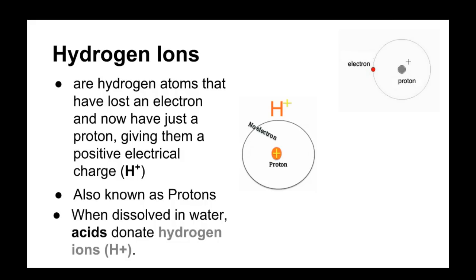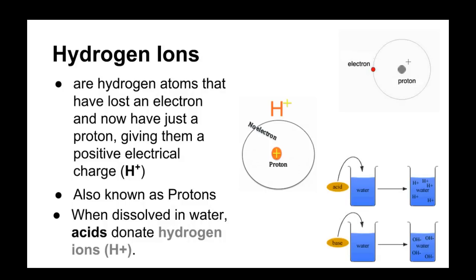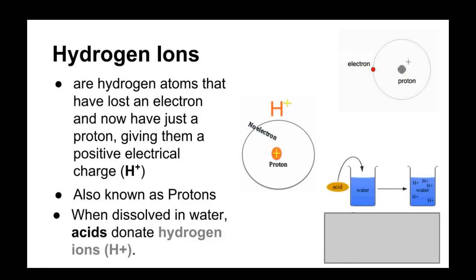And when dissolved in water, acids, which we'll learn a little more about later, those are things that are low in the pH scale, tend to donate hydrogen ions to the water. So acids have a lot of extra hydrogen ions, or protons.